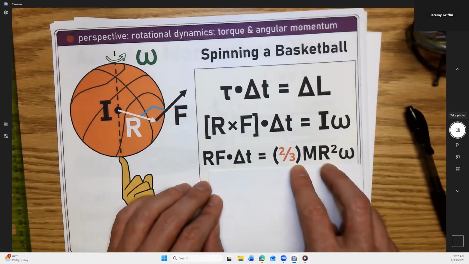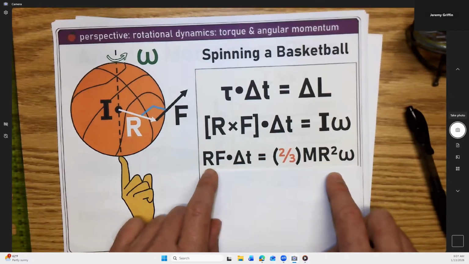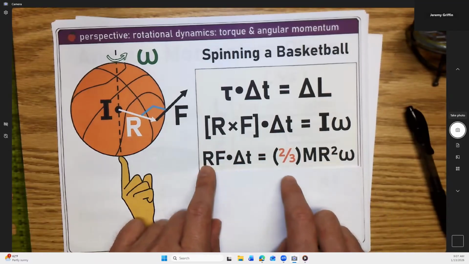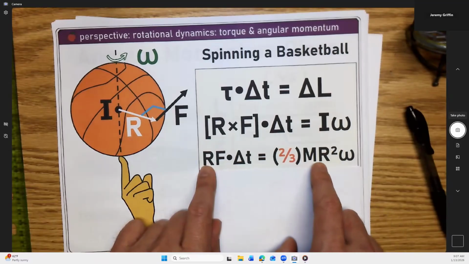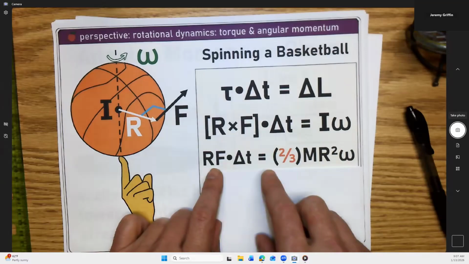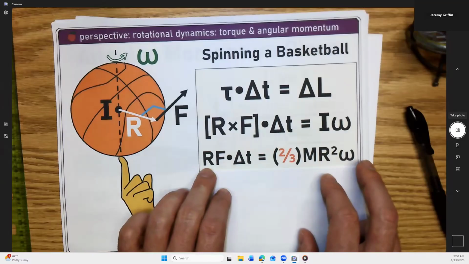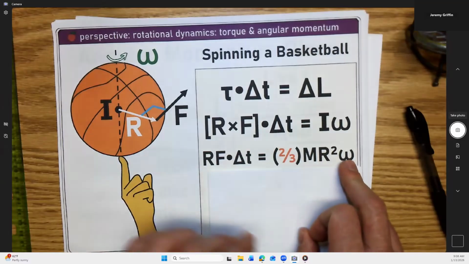Now I think it would be reasonable if they gave you all these values at this point. If they gave you the radius of the basketball, the mass of the basketball, the applied force, and also the time interval of the applied force, like, did you apply the force for half a second? That could go in for delta t. So isn't there enough lying around that you can solve for this omega? Just do a little algebra rearrangement.